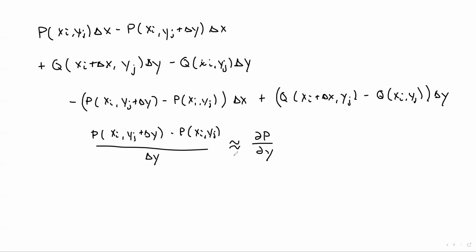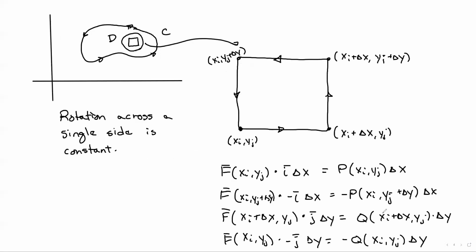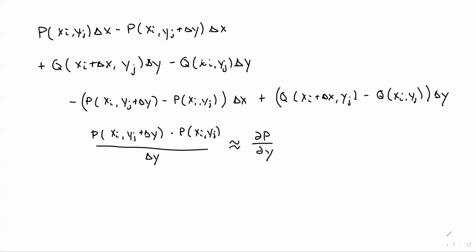And this will be exactly equal if we take the limit as change in y goes to 0, which we will do when we add up our summation, when we take these little rectangles and cover the entire object with them and make them infinitesimally small. When that happens, these two become equal. But for now, we're just going to say they're approximately equal.